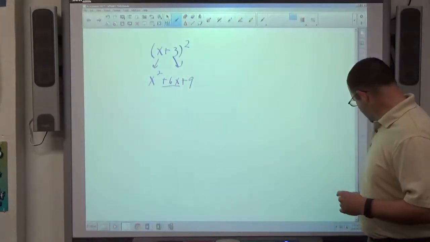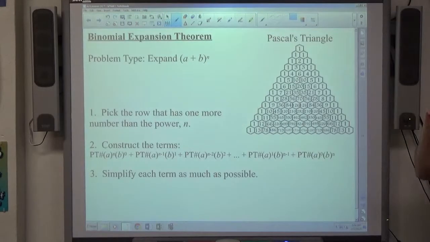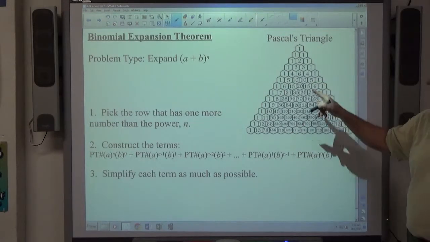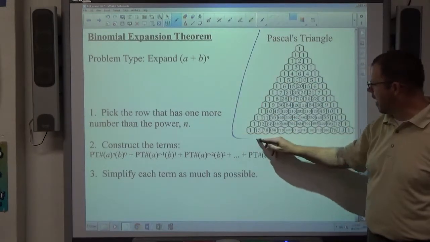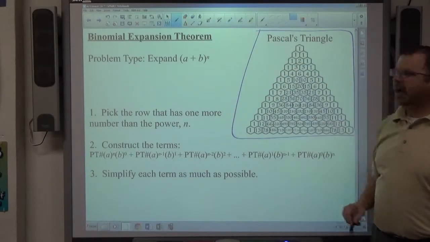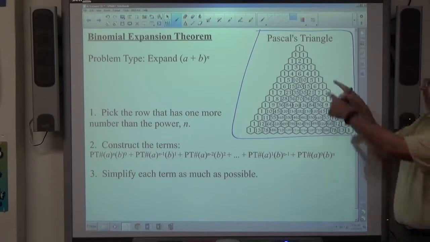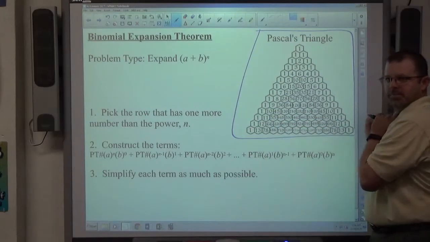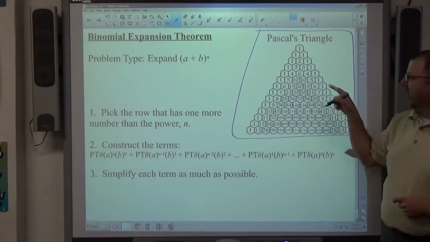What I want to do today is come up with a shortcut for a plus b to any power. And it comes down to what's called Pascal's triangle right here. This is Pascal's triangle, and it's easy to create. Ones are on the outside, and then to get every other number, you just add up the two numbers above it.